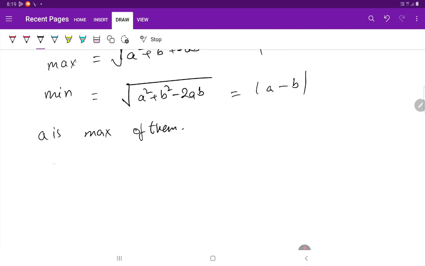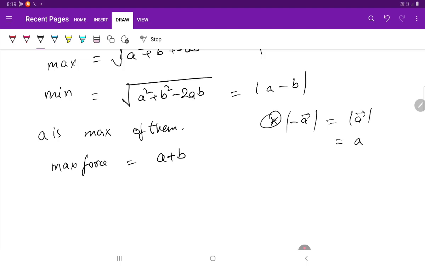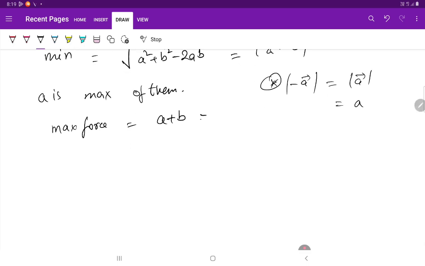Then the maximum force is equal to A plus B, where A and B are positive because they represent magnitudes. One thing you must know: if minus A vector is there, then the magnitude of this minus A vector will be mod A, which is basically A. So the magnitude of any vector is always positive regardless of its direction. So the maximum force is A plus B, which is equal to 10. Minimum is A minus B, which is equal to 6. Just two linear equations in two variables. We'll get A equals 8, B equals 2.